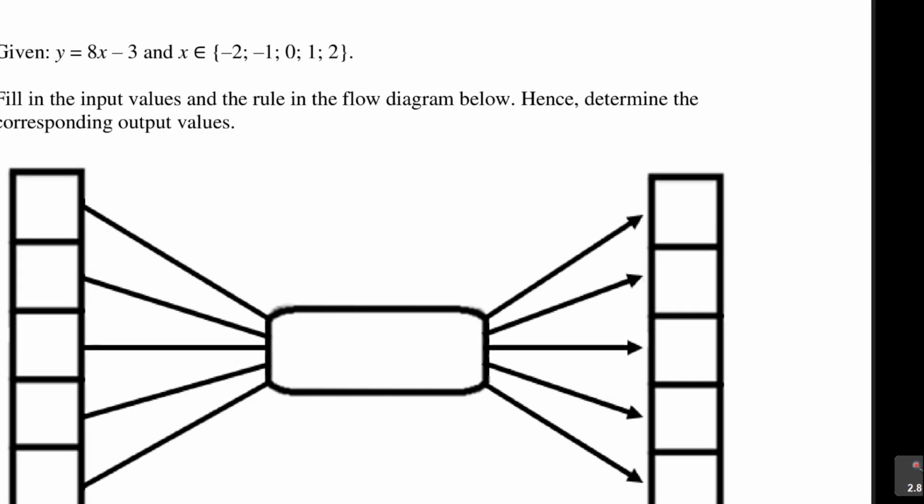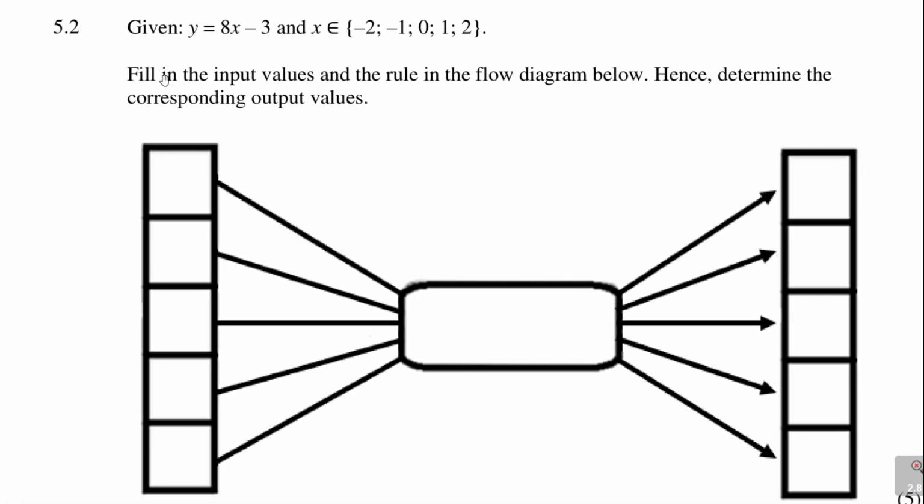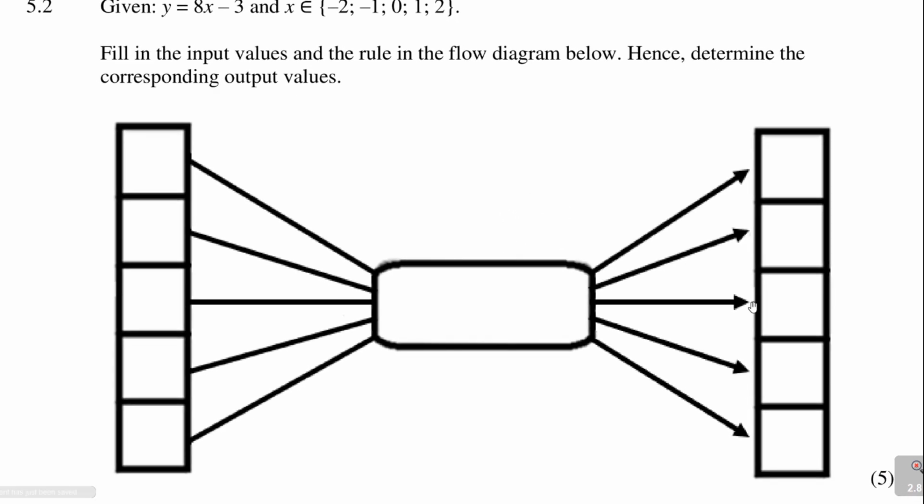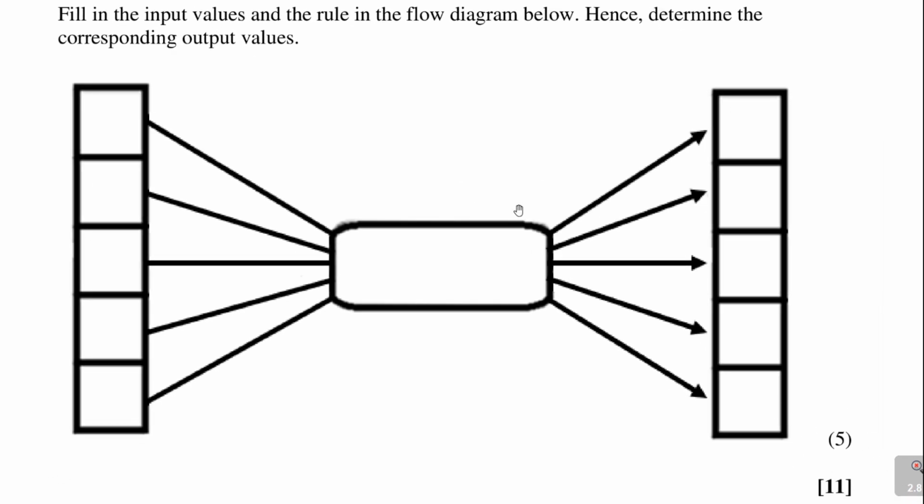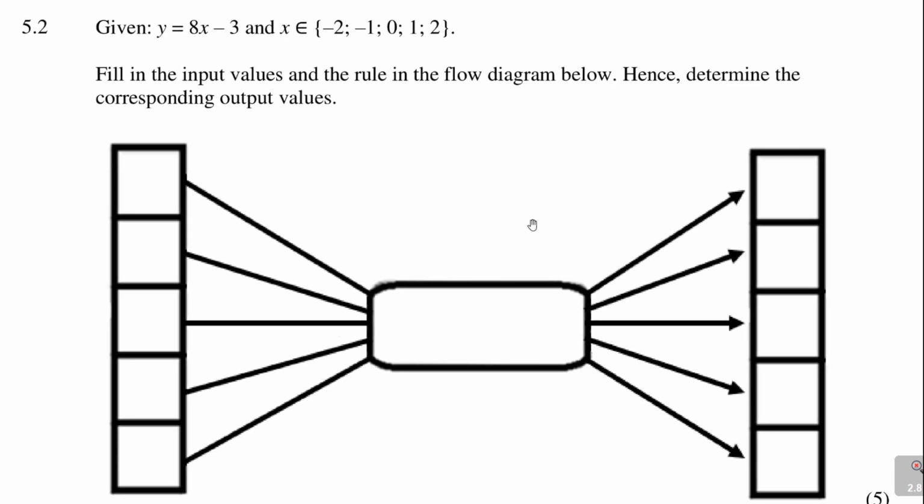This one will give us 5. It says given y is equal to 8x minus 3, and x is an element of minus 2, minus 1, 0, 1, 2. Fill in the input values in the rows in the flow diagram below, hence determine the corresponding output values. Guys, you mustn't struggle. How many marks? 5. This is a given 5 marks.